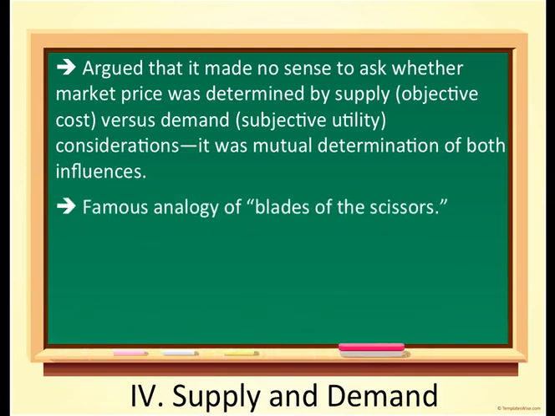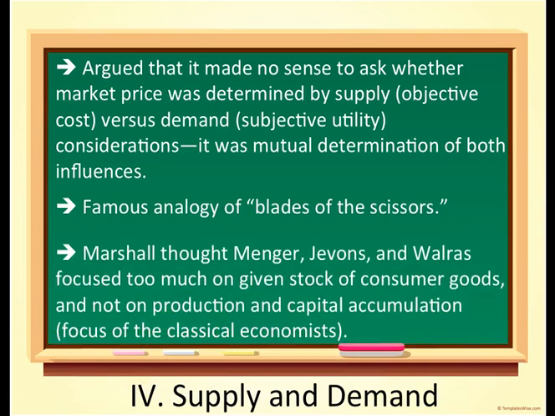And he uses this famous analogy. He said, if you're to say what determines price, is it supply or is it demand? And there were different camps that stressed one influence versus another. Marshall said, that's silly. That's like if I'm cutting a piece of paper with scissors and saying which blade of the scissors is doing the cutting, the top blade or the bottom blade. And his point was, it's both. And so he thought it was crazy to argue whether it is supply or demand that ultimately explains price.